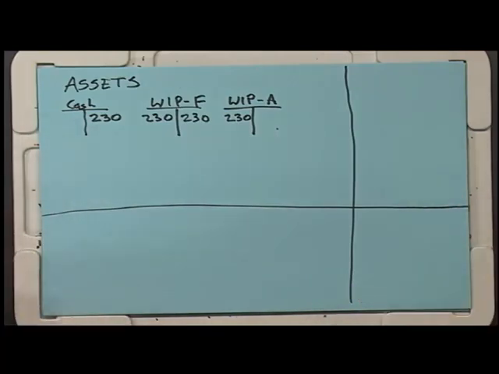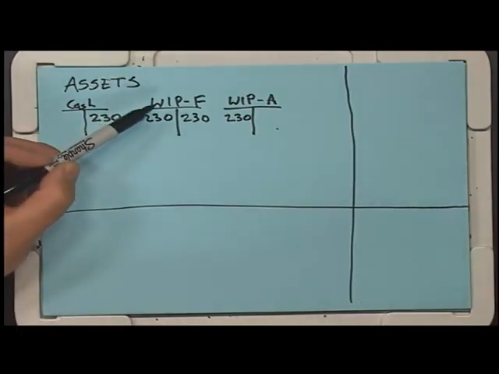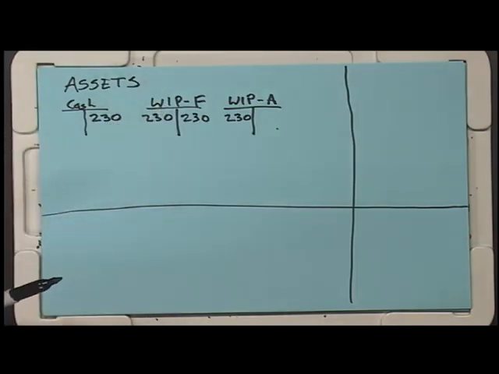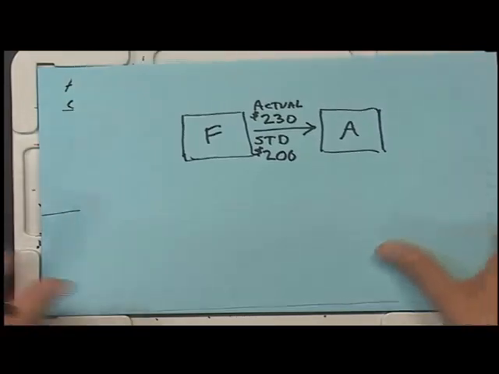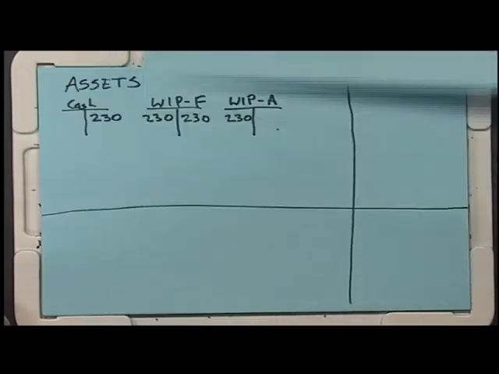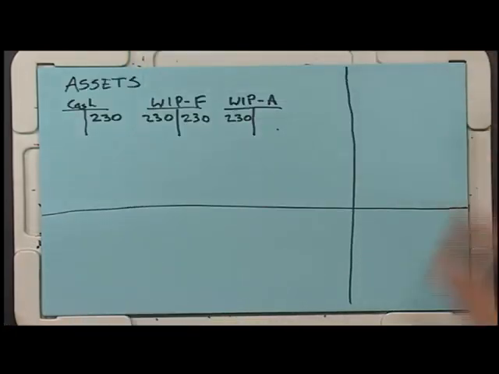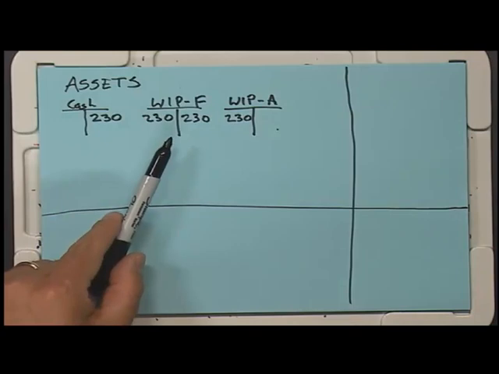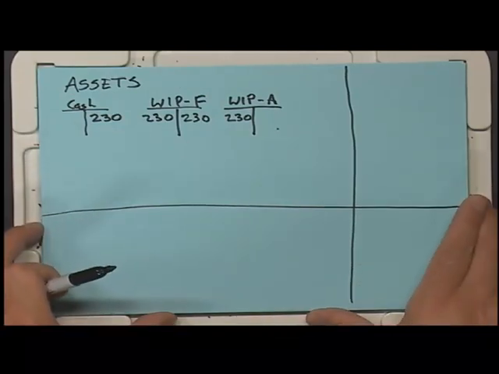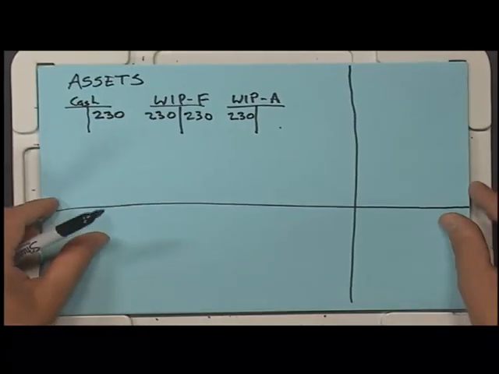But think about this from a managerial perspective. If you are the manager of the fabrication department, do you care that you spent $30 more than you were supposed to? Because recall, our standard cost was $200. Well, it's no problem for you because you simply transferred that $230 onto the other department. Now it's the assembly department manager's problem. That's probably not a good thing.